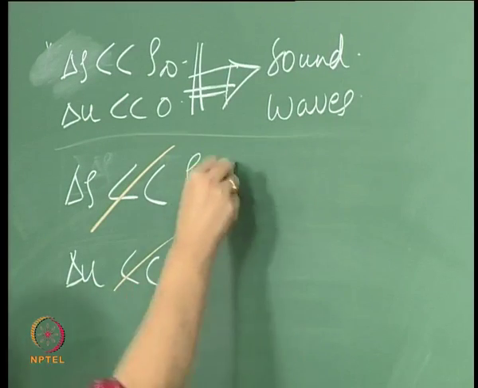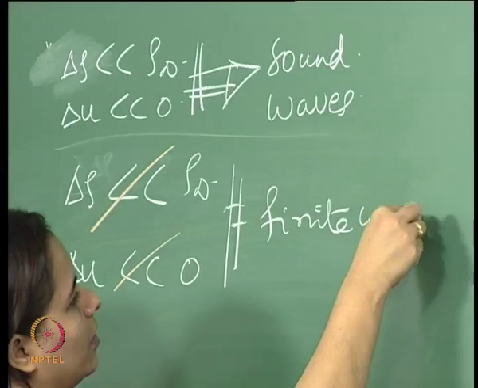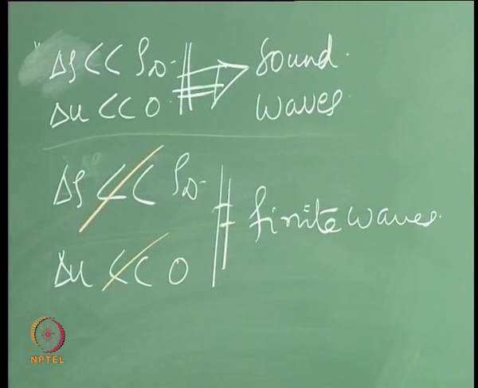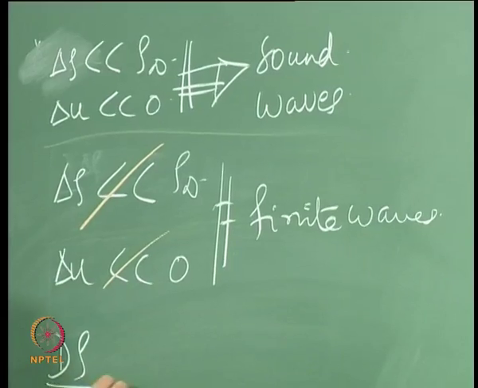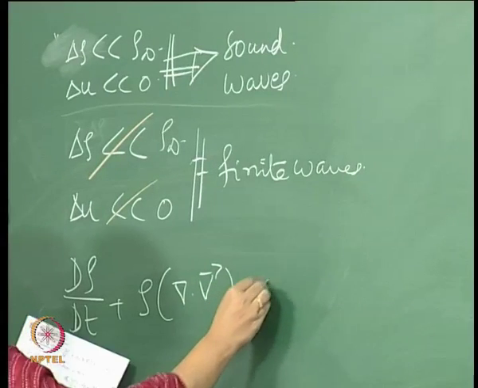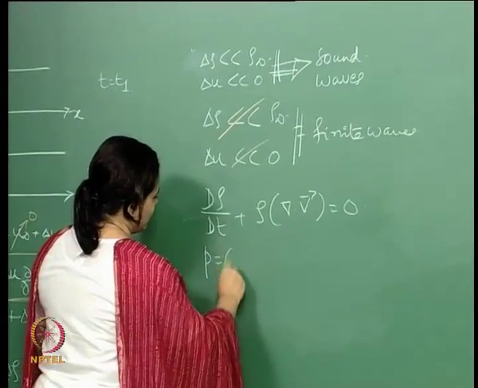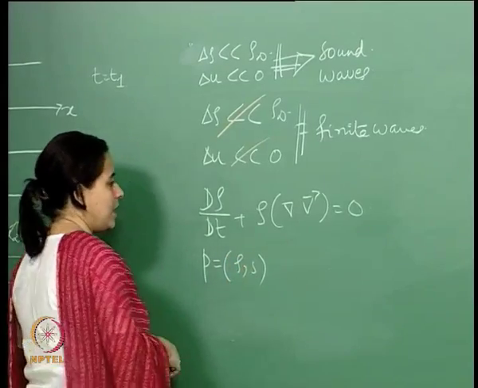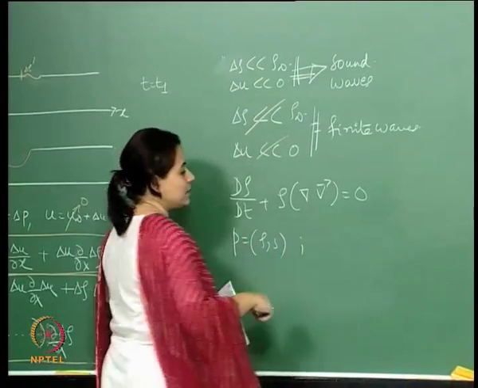So, what we get now is essentially finite waves. Okay, what we get now is finite waves. So, now let us go back to our continuity equation, which says... okay, and then we also said, like in the last lecture, we will represent a thermodynamic variable, and using this we also got, and this is isentropic.